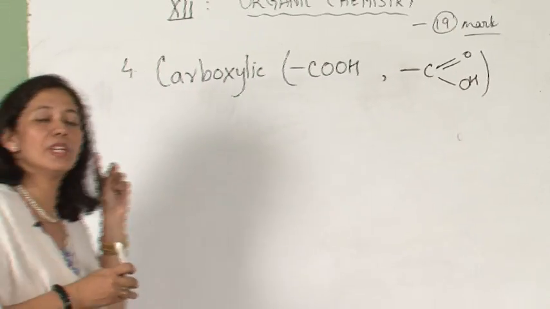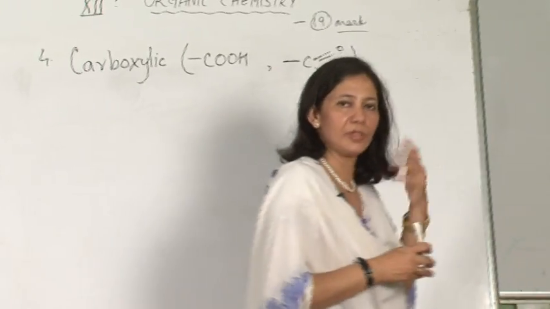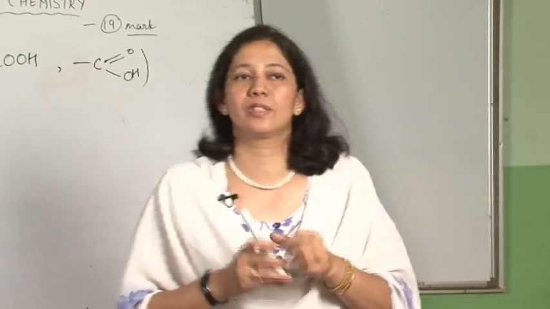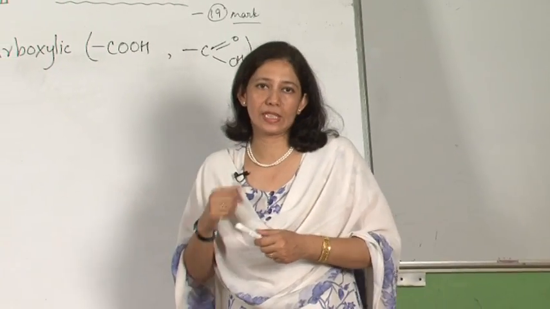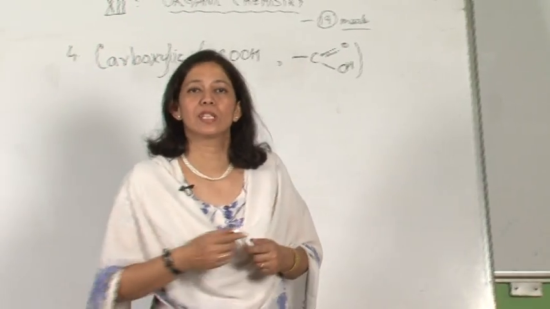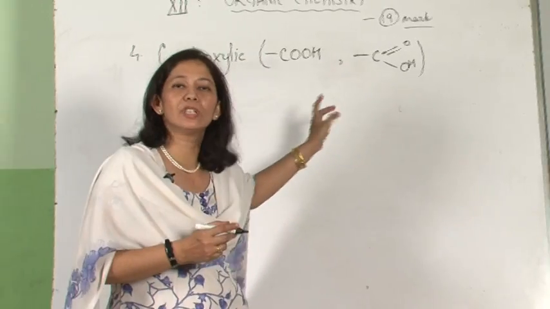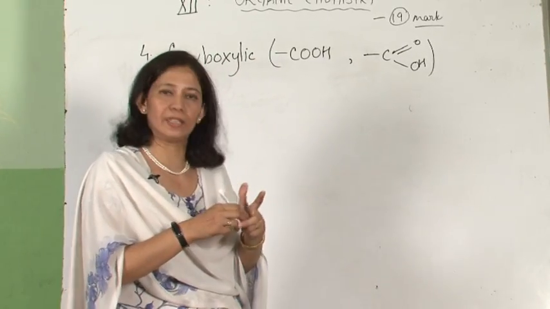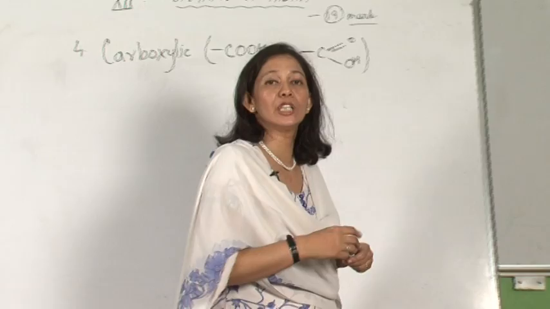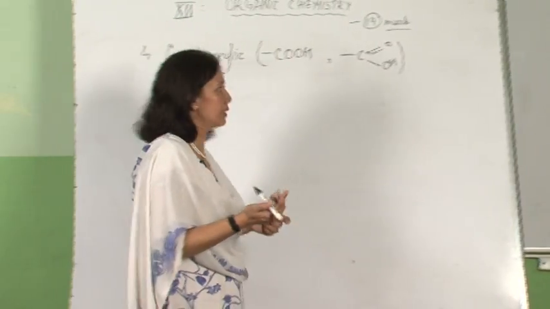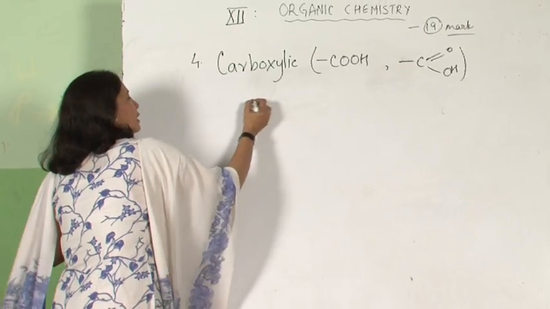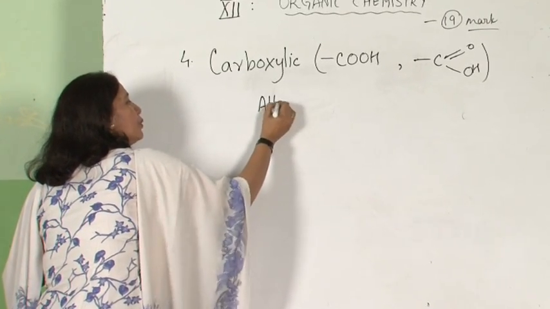Now how to give the name for this compound? Once again, like previously I have told you, for alcohols the word goes as alkanol, for aldehyde the word goes as alkanal, for ketone the word goes as alkanone. Now similarly for the carboxylic acid, the terms are like this. I am giving some of the examples: ethanoic acid, butanoic acid, octanoic acid. In that case, the name goes here as alkanoic acid.